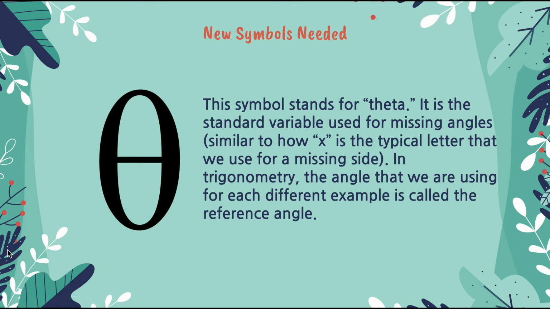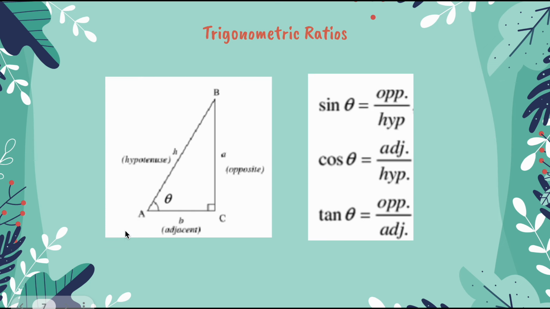Similar to how we use x. Usually we use x all the time when we're talking about missing sides. But in trig, when we're talking about missing angles, we use that variable theta. Now, similarly to this, we also use this theta that we're using. This angle that we're using is usually called the reference angle, and that reference angle is going to change depending on the question that we have.